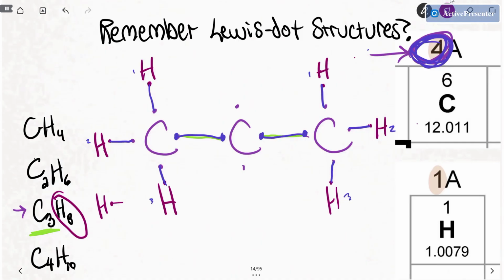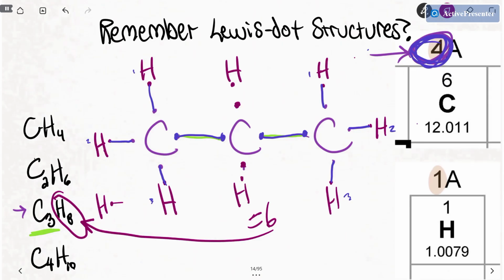Now, on the one end, we have 1, 2, 3 hydrogens. And on the other end, we have 1, 2, 3 hydrogens. So that makes 6. So we have 8 though. So we have 2 left to go, right? Well, looky here. Look at the middle carbon. The middle carbon has 2 electrons left. So we're going to put 1 hydrogen on one side with its electron and 1 hydrogen on the other side with its electron.